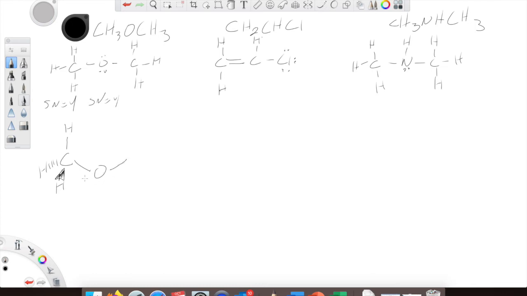Now with molecular geometries, we don't have to show the lone pairs. We do on dot structures, but we don't on here. So I'm going to leave them off. If you put them on, it's not incorrect.